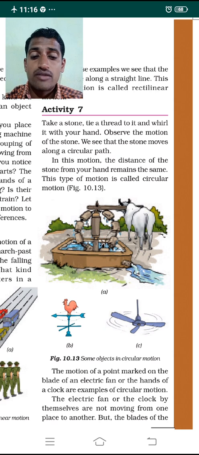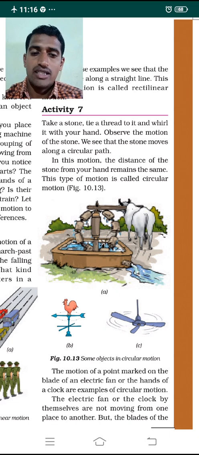Look at figure B. This shows a metal bar that is fixed over there and is being rotated in a circular motion. The best examples are the blades of the fan as well as the hands of the clock. These are all examples of circular motion.